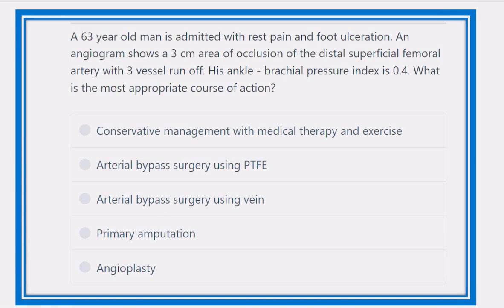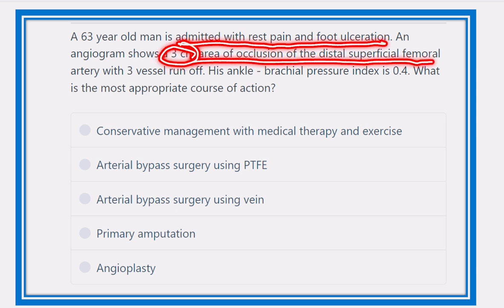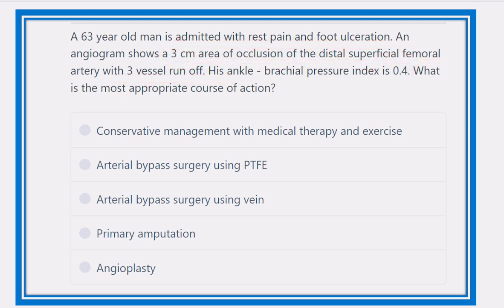A 63-year-old man is admitted with rest pain and foot ulceration. An angiogram shows a 3 centimeter area of occlusion of the distal femoral artery with 3 vessel runoff. His ankle brachial pressure index is 0.4. What is the most appropriate course of action?